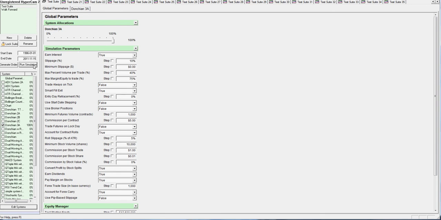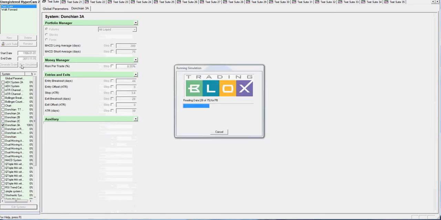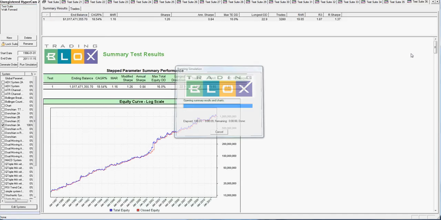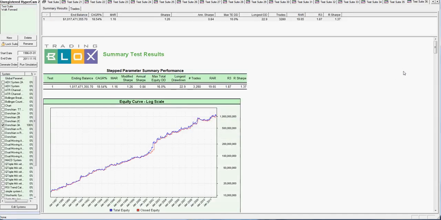And let's go ahead and run the system, Dancian 3A in isolation, on 50% of the $25 million account value. So how would $12.5 million have done starting in 1986 on the Dancian 3A? Run simulation.